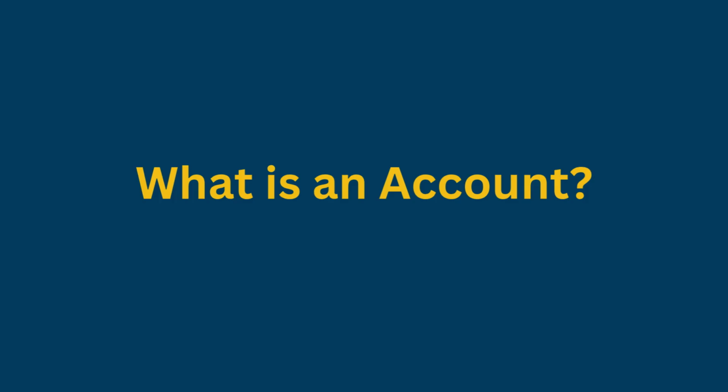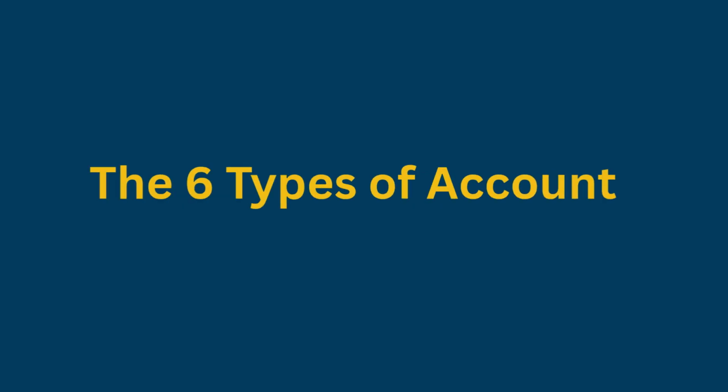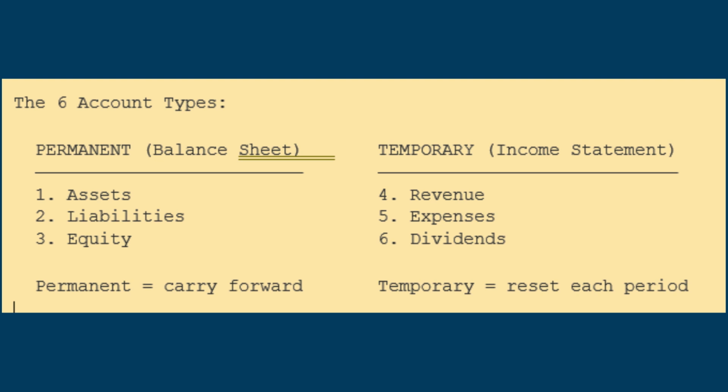Cash is an account. Wages expense is an account. Bank loan is an account. Every line you see on a financial statement is, at its heart, an account. The 6 types of account. Every account in accounting falls into one of 6 categories.